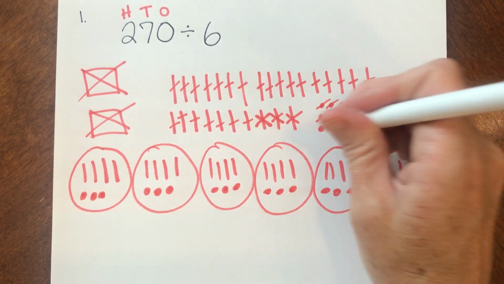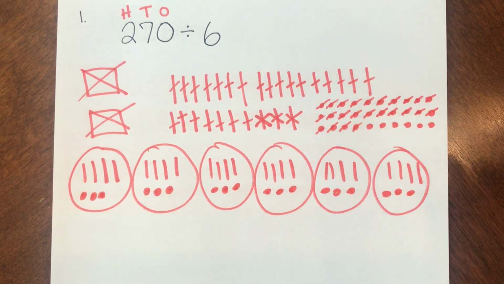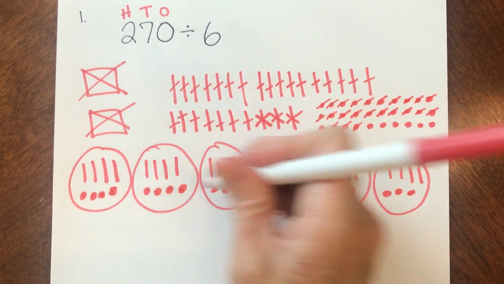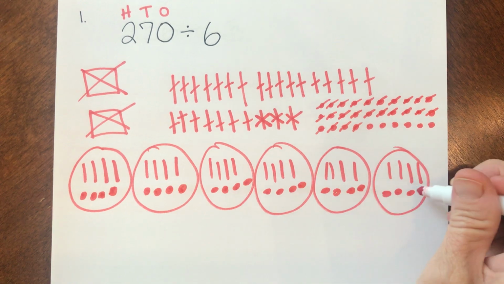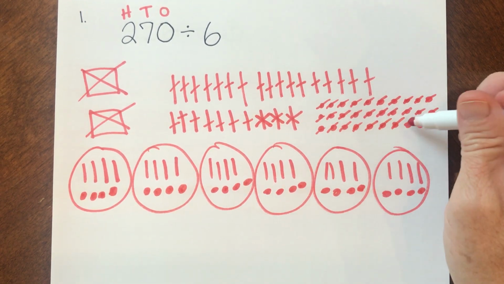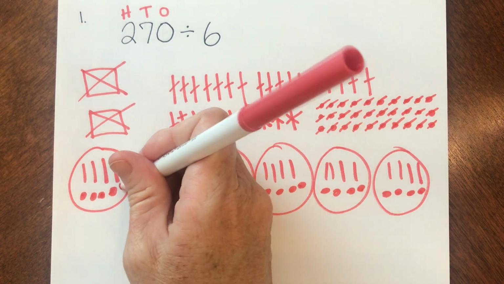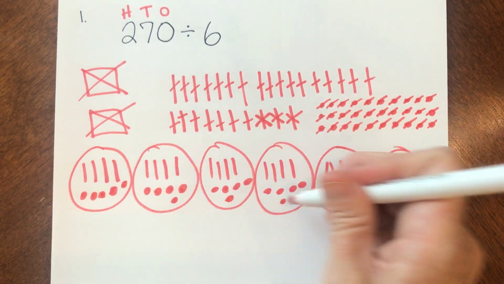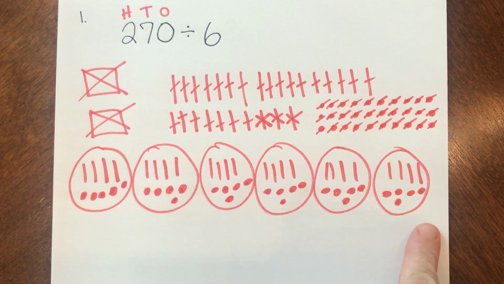Okay, 1, 2, 3, 4, 5, 6. Let's pass those out. Do I have enough to pass out again? Let's count them. 1, 2, 3, 4, 5, 6. Yep, I have enough to pass them out again. Okay, and all my groups are equal.